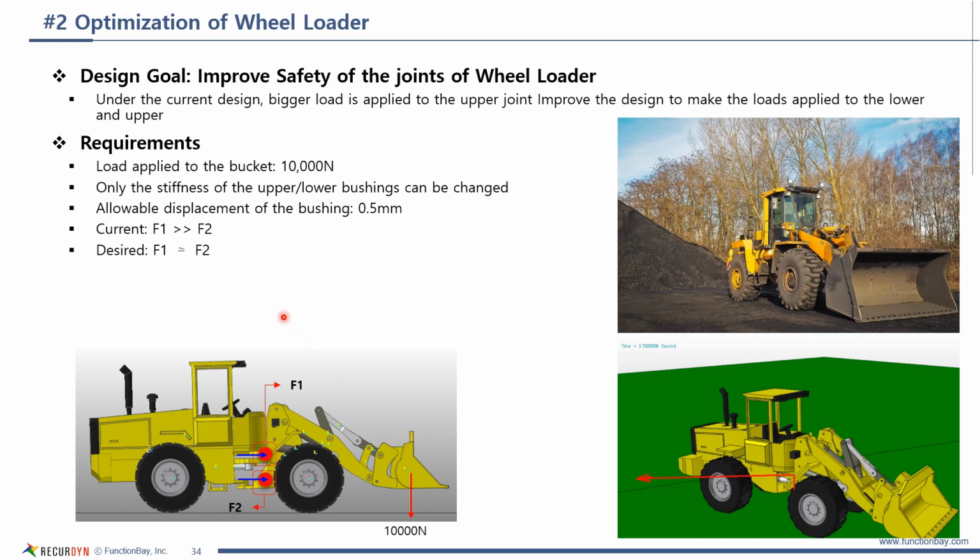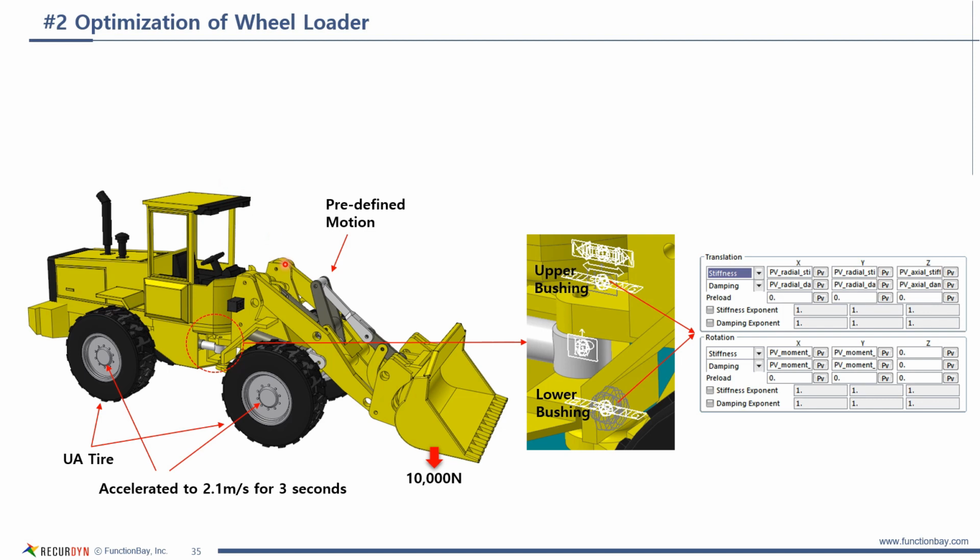Let's see the requirements. The load applied to the bucket is 10,000 newtons. Let's assume that we can change only the stiffness of the upper and lower bushings mounted to the joints. The allowable displacement of each bushing is 0.5 millimeters. In this model, the wheel loader is accelerated for 3 seconds and the bucket is moved by a predefined motion.